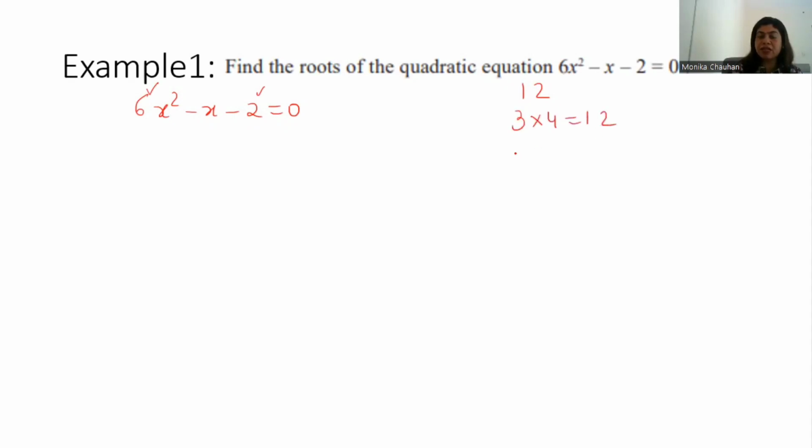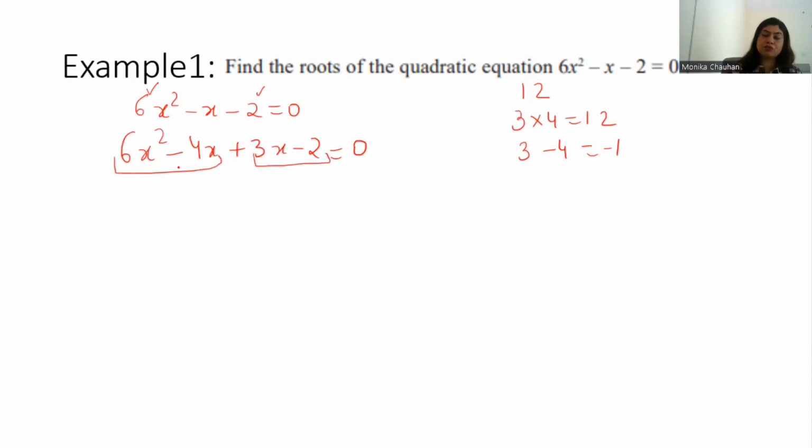This is one of the factors. And if I have 3 minus 4, that also makes minus 1. I think this suits best, because I should get minus 1 here. So I'm going to split this like 6x squared minus 4x plus 3x minus 2 is equal to 0. See, minus 4 plus 3 gives me minus 1. That's perfectly correct. Now, again, you need to regroup this.